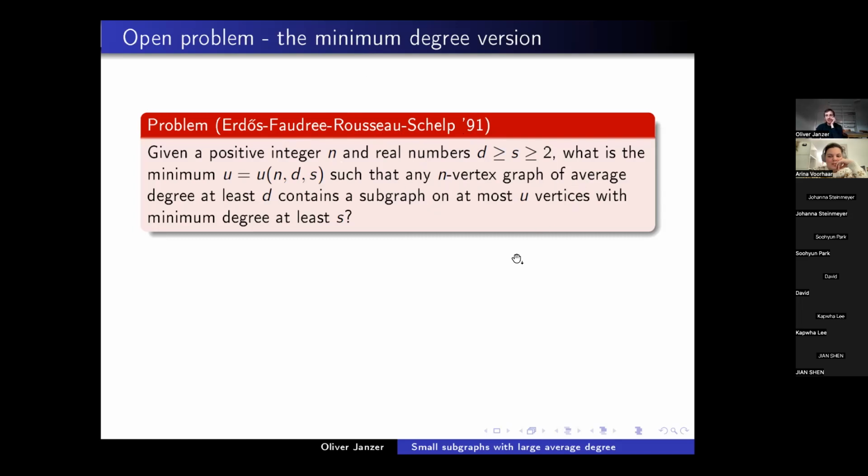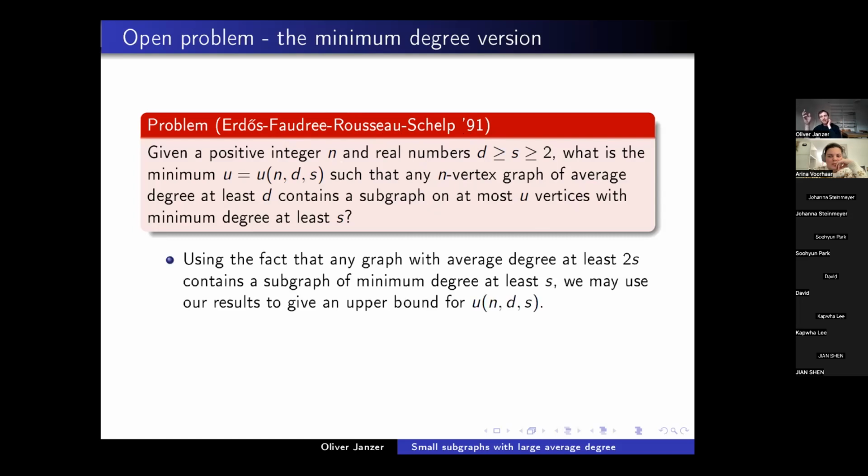You might say that, okay, well, if you find a subgraph with average degree at least 2s, then in it there exists a subgraph with minimum degree at least s. This is a somewhat folklore graph theory result that every graph with average degree at least 2d contains a subgraph with minimum degree at least d. So you can pass from average to minimum by losing a factor 2.